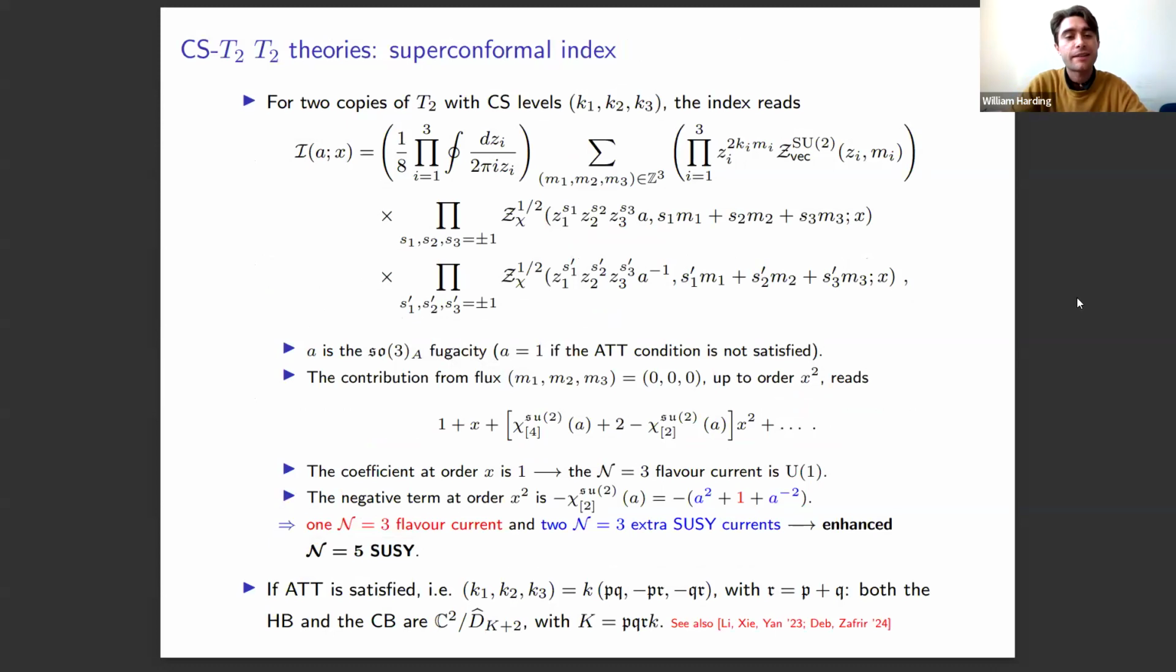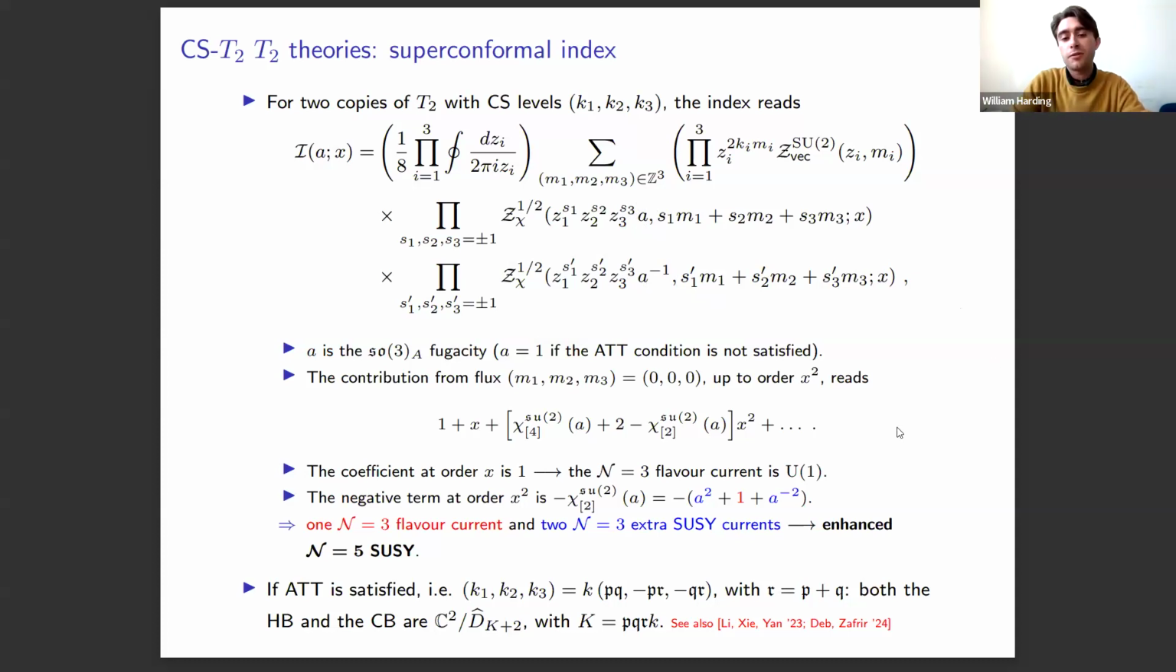And so let us define the index for Chern-Simons theories with two copies of T2. Basically, it is very similar in its structure to the one which I wrote down for a single copy of T2. But now we must take into account the contribution of the two copies, and you can see that we have a fugacity A corresponding to the first copy, and a fugacity A^-1 corresponding to the second copy of T2. And A is the SO(3)_A fugacity.